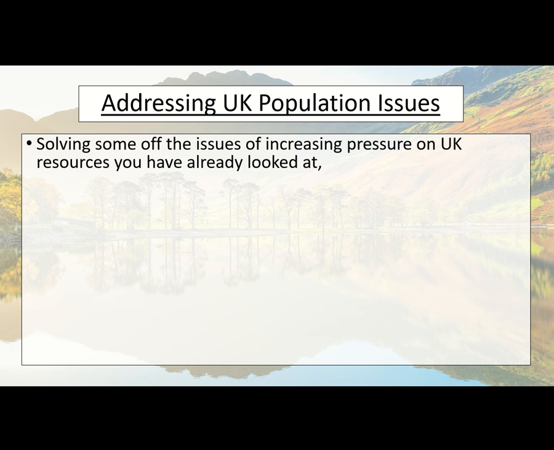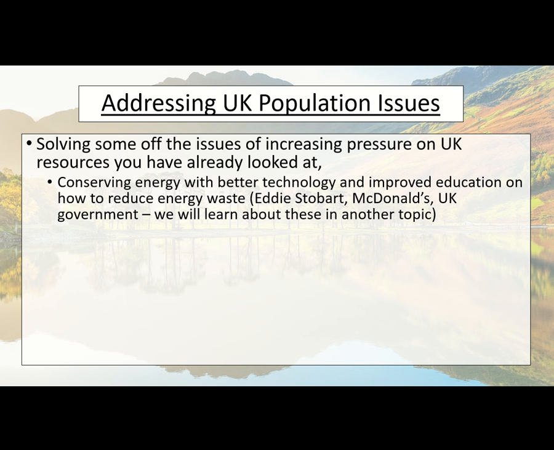So one of the things that we can do, you have looked at in a previous topic, changing cities. We looked at making places more sustainable. But there are other ways that we can actually reduce the impact of consumption, because one of the things that population increase is doing is it's using more energy. So we can conserve energy. You did a whole section in the resources and energy resource management section looking at how things like Eddie Stobart and McDonald's and Woking Council, the UK government and individuals can help reduce energy usage, so managing energy. So you can see how this ties in to this topic quite nicely.